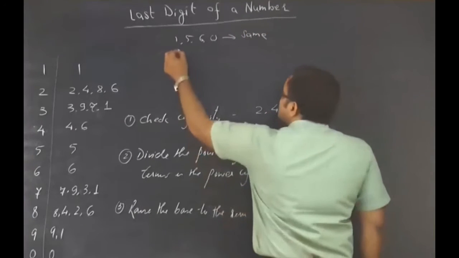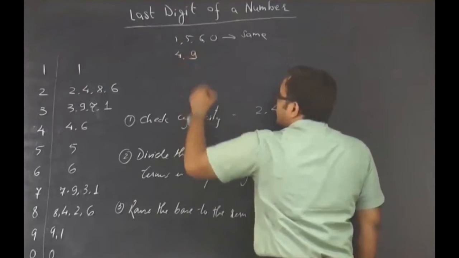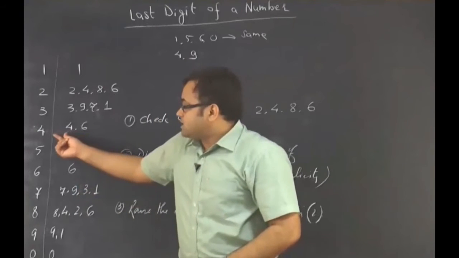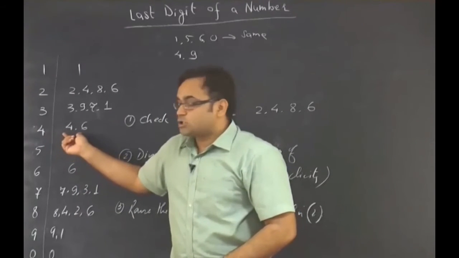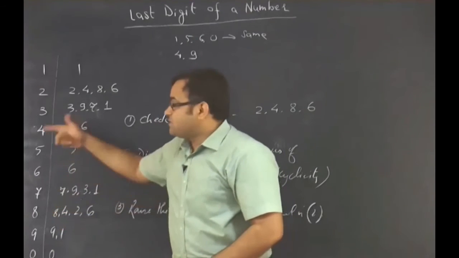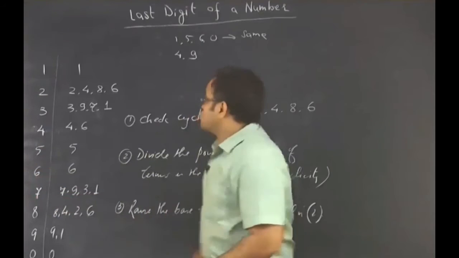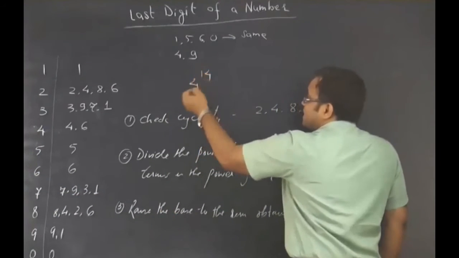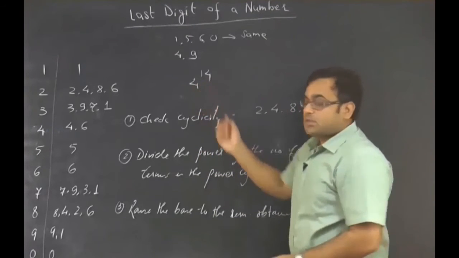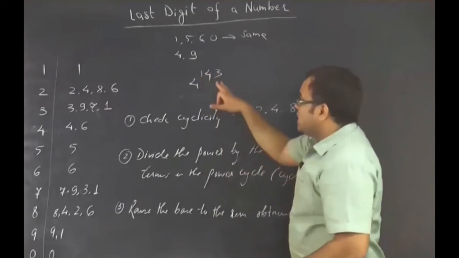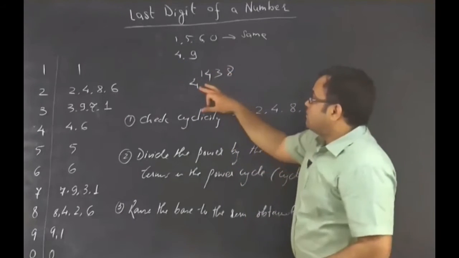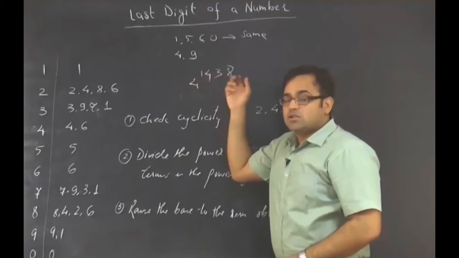In case the last digit is 4 or 9, what I observe is that because the cyclicity is 2, in case the power is odd, the same number will appear. In case the power is even, then the counterpart will appear. So 4 to the power 14 is an even power, so it will be the counterpart, so this will become 6. In case I'm looking at 4 to the power 143, it's an odd power, so it will be 4. To the power 48, 48 is an even number, so this will be 6.